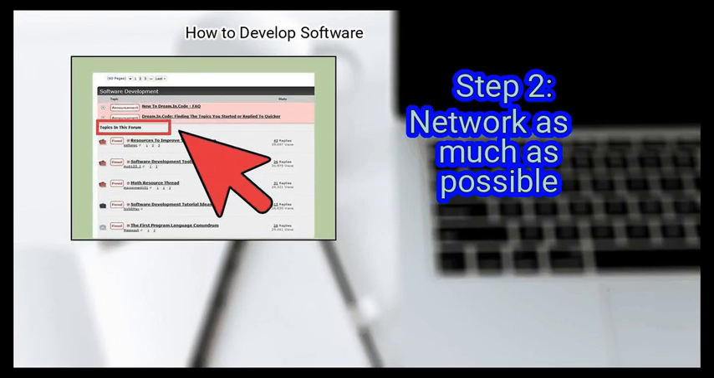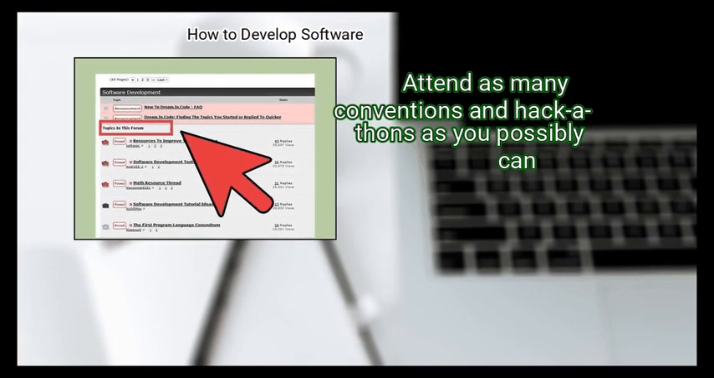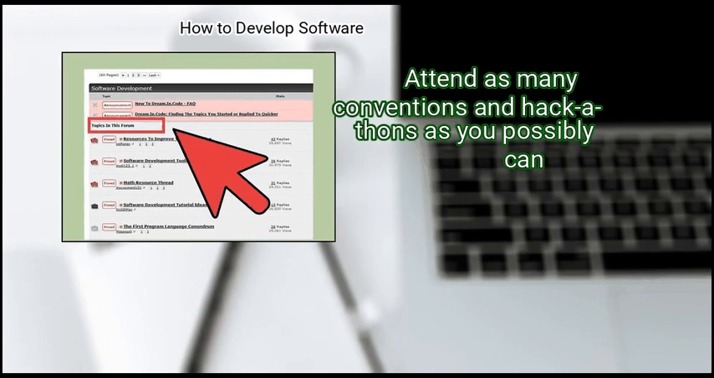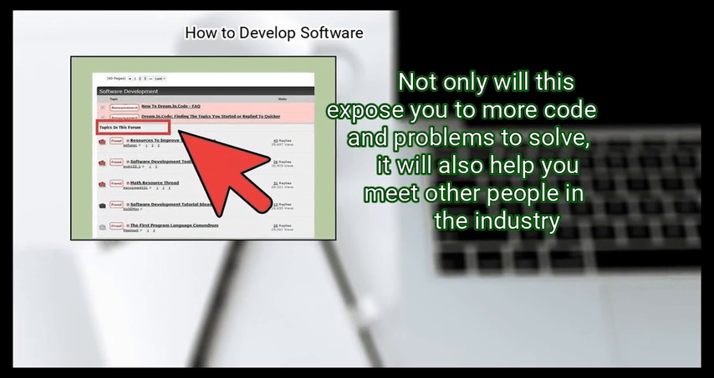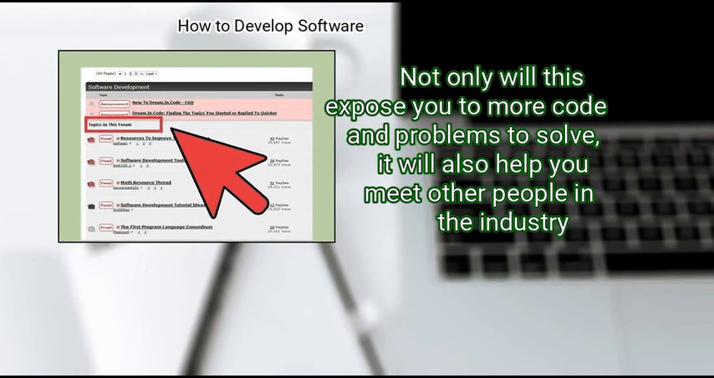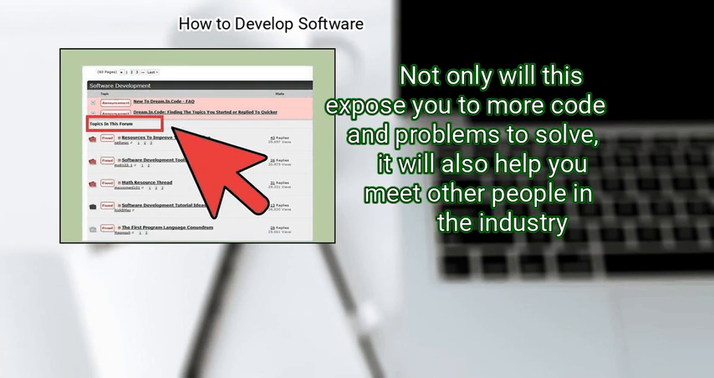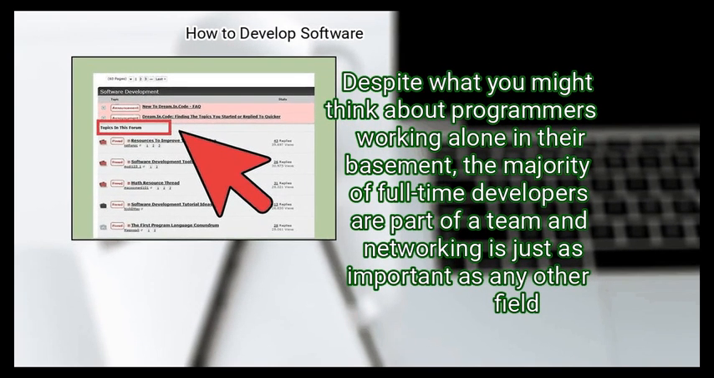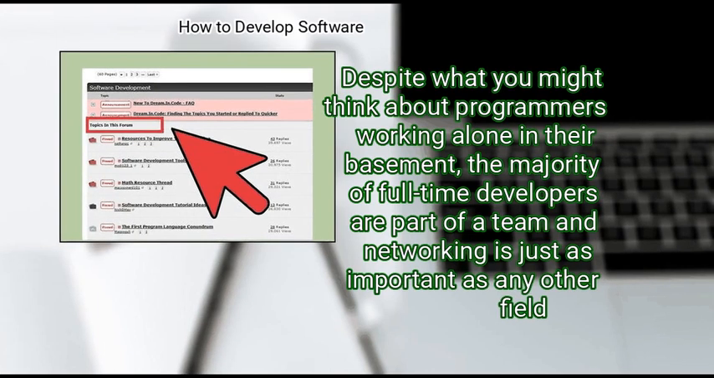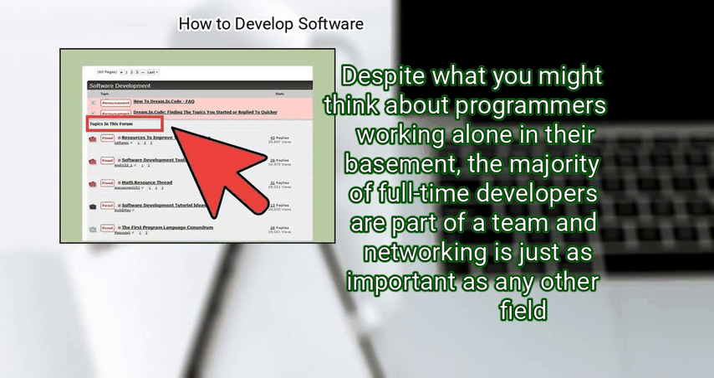Step 2. Network as much as possible. Attend as many conventions and hackathons as you possibly can. Not only will this expose you to more code and problems to solve, it will also help you meet other people in the industry. Despite what you might think about programmers working alone in their basement, the majority of full-time developers are part of a team, and networking is just as important as any other field.